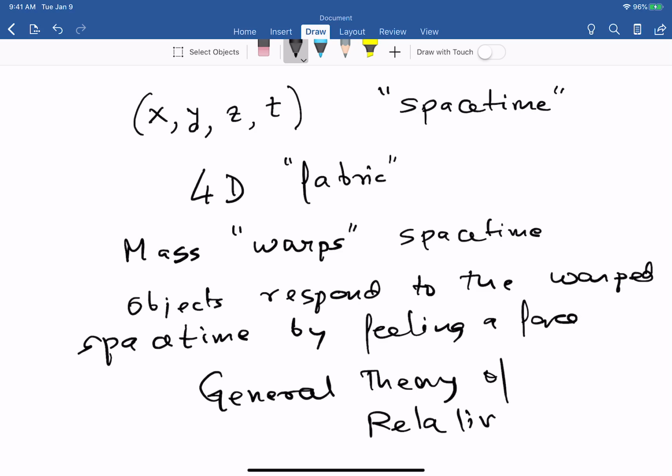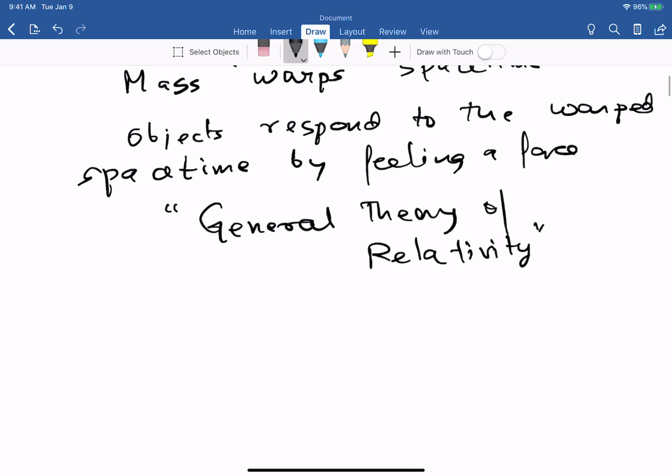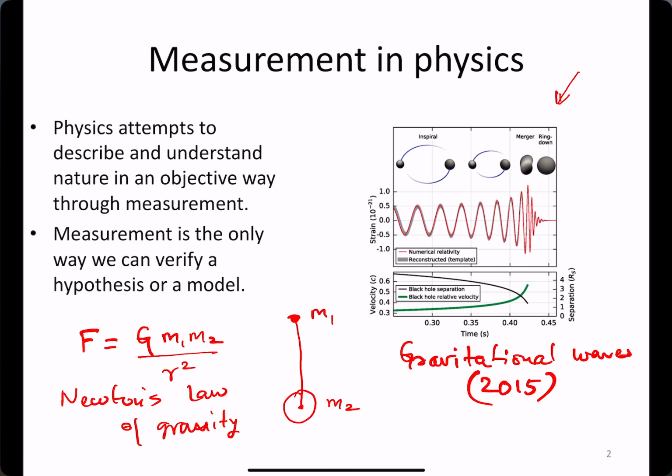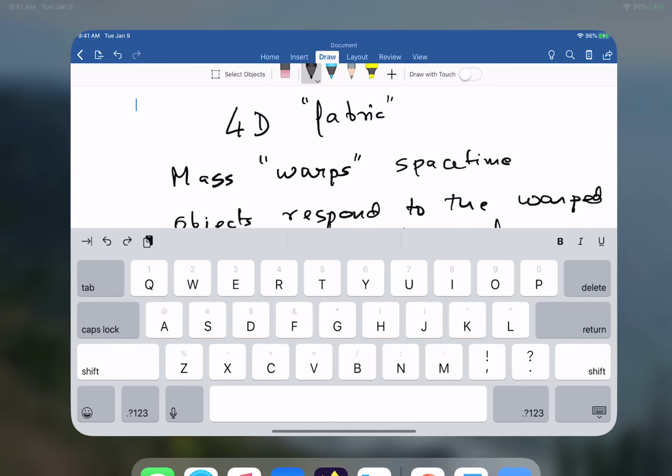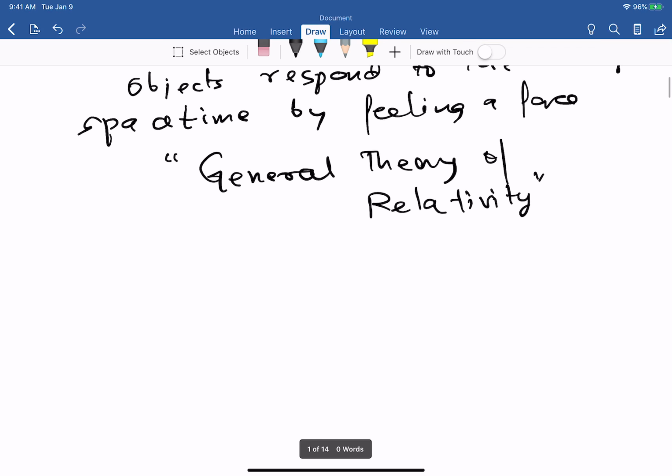Which was discovered by Einstein around the year 1918 or something like that. It is a very complicated theory. The mathematics of the general theory of relativity is extraordinarily complicated. Newton's law of gravity was this simple equation, G m M divided by r squared.